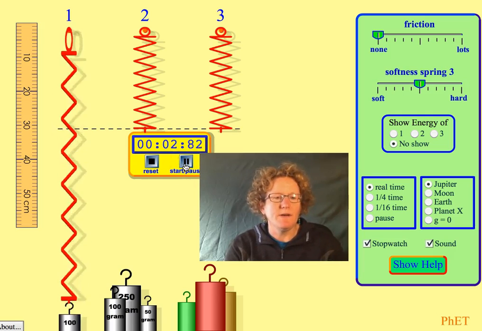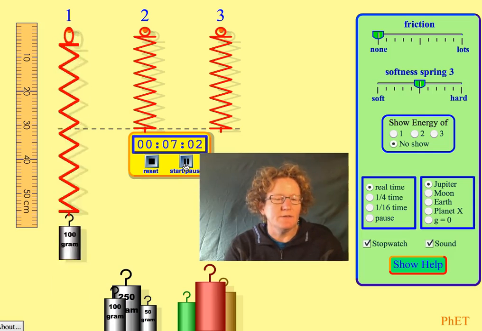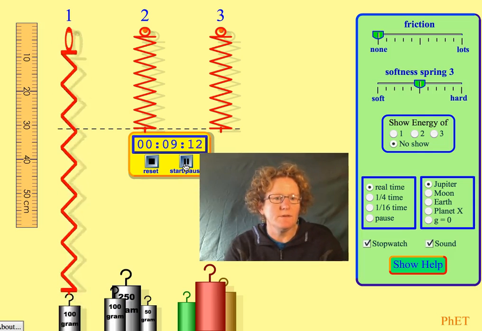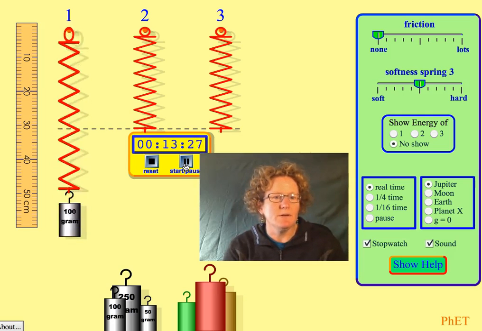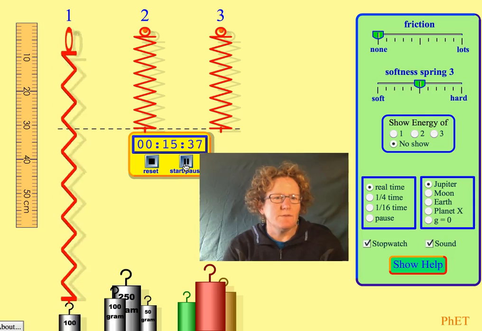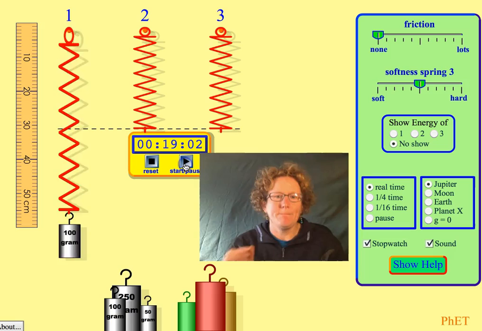3, 4, 5, 6, 7, 9, 10, 11, 17, 18, 19, 20, 21, 22, 24, 25, 26, 27, 28, 29, 30.